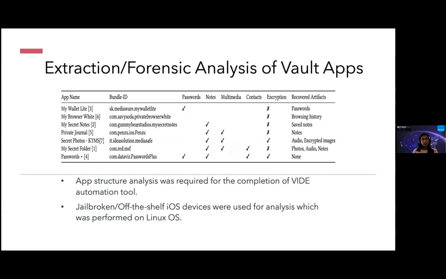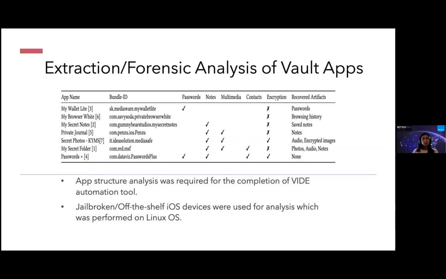And we also analyzed the app structure, and we were able to do it on both jailbroken devices as well as non-jailbroken devices. We used a Linux operating system to run our analysis on the jailbroken devices, where we rooted the device, and then looked into all the processes from the Linux box, and we still couldn't find major differences between what a jailbroken device Vault app might store versus what a non-jailbroken device Vault app might store.